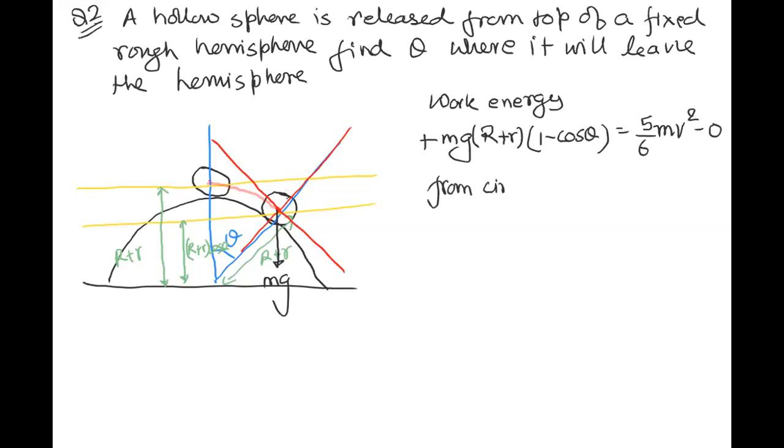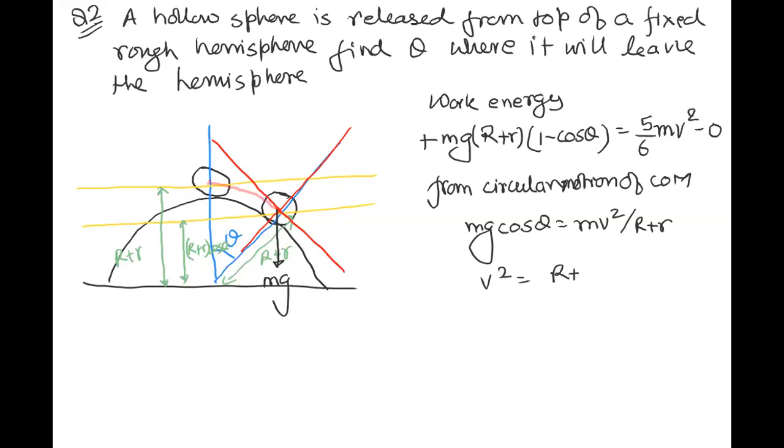So from the circular motion of center of mass, please notice that if the center of mass is moving in a circle, then exactly all the laws apply that applied earlier. We get mg cosine theta is equal to mv square upon r plus r. V square is equal to r plus r into g cosine theta.